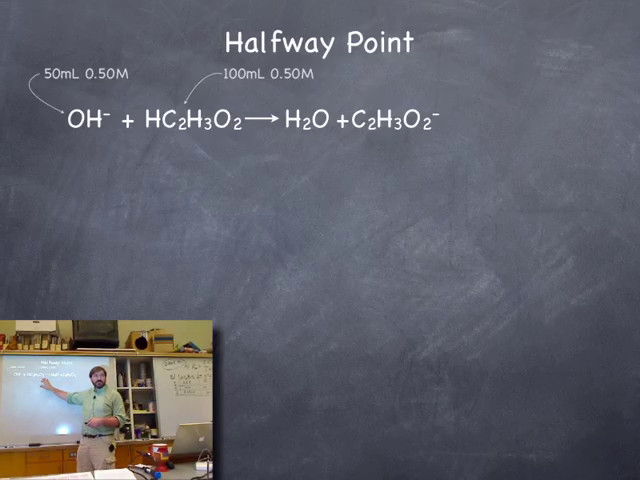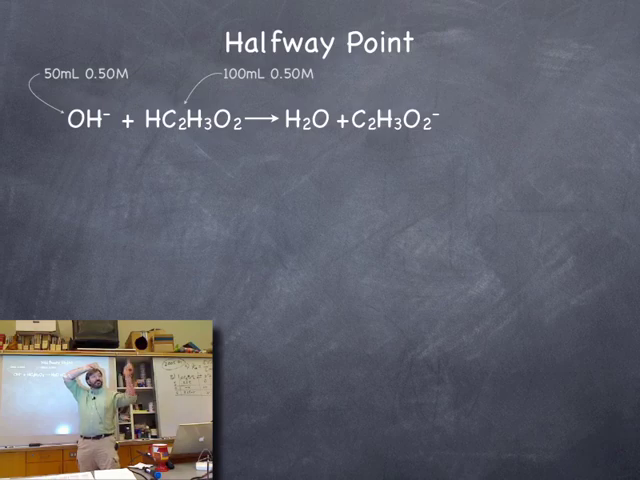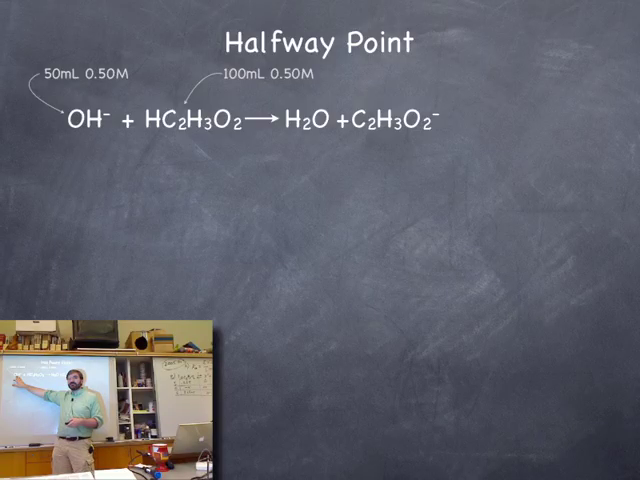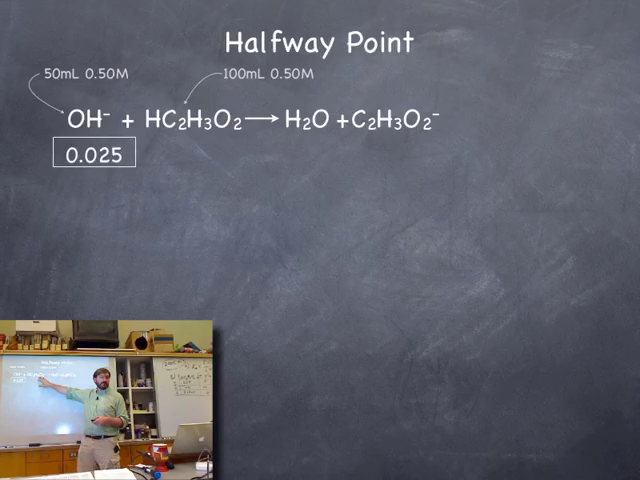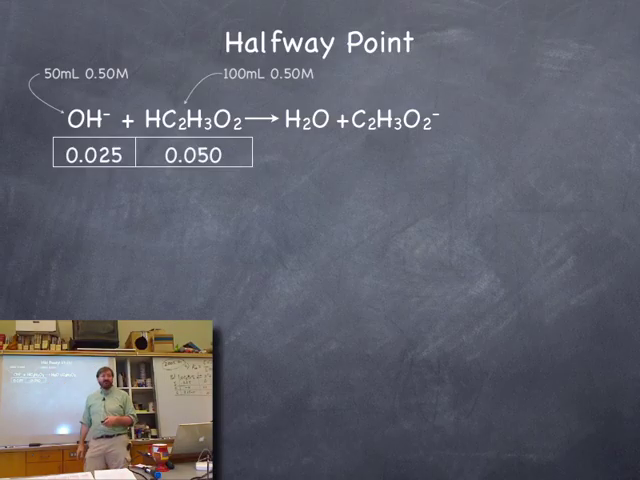So, what's our first step? What do I have to calculate first? What type of problem do I have to do? Not an ice diagram. I have to do a stoichiometry problem. So I want to know how many moles of hydroxide do I have? Right? 0.05 liters times 0.5 moles gives me 0.025 moles of hydroxide. How many moles of acid do I have? Right? 100 milliliters, 0.1 liters times 0.5, 0.05 moles.